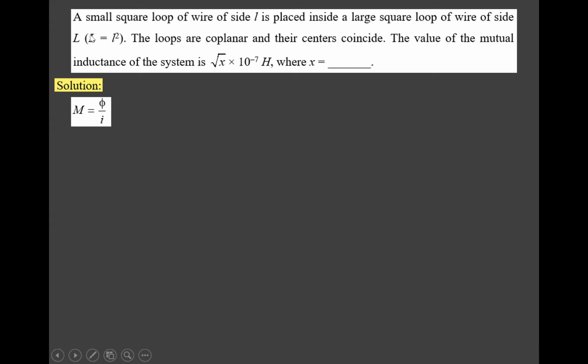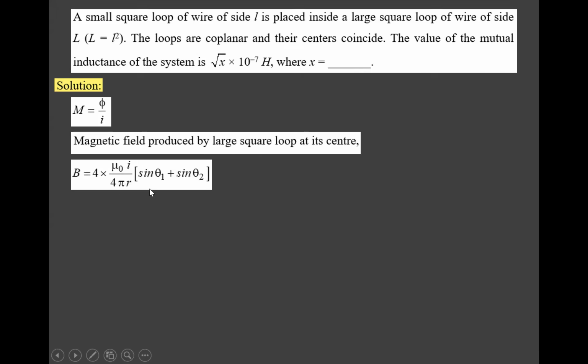So if we consider the larger square loop with side L carrying current I, then the magnetic field produced at the center of this large square loop is given by B equal to mu 0 I upon 4 pi r into sine theta 1 plus sine theta 2. In theory, we studied this. This is the magnetic field produced by one side of the loop. And a square loop has 4 sides, so multiply by 4.